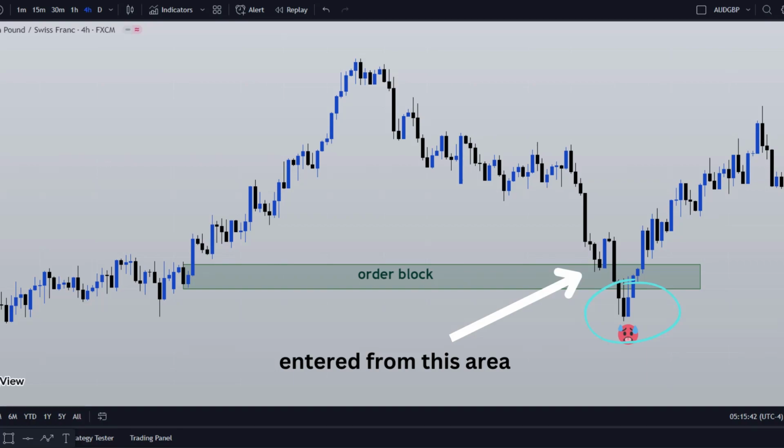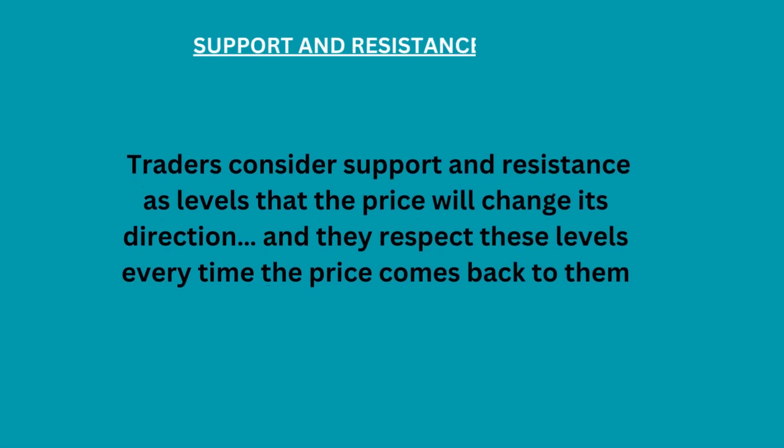Next, zones where inducement occurs oftentimes are support and resistance levels. As we all know, all traders consider support and resistance as levels where price will change its direction, and they respect these levels every time price comes back to them. So most traders always get induced into the market when the price reaches these zones.